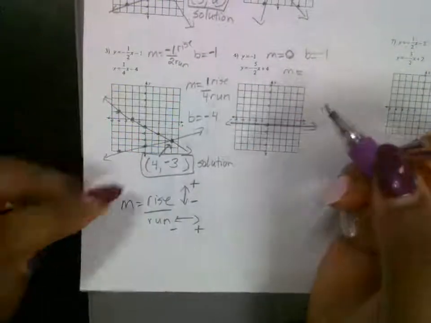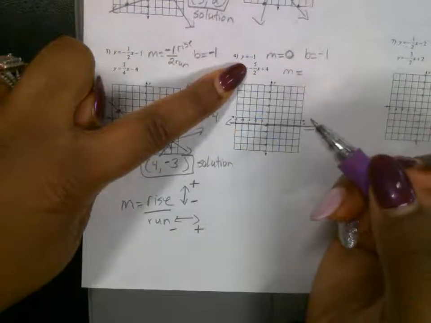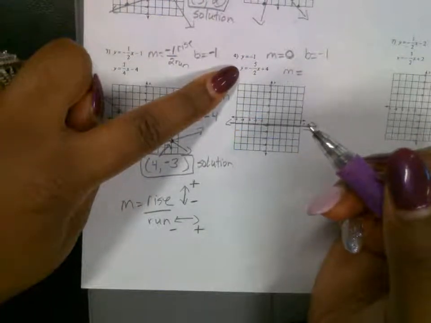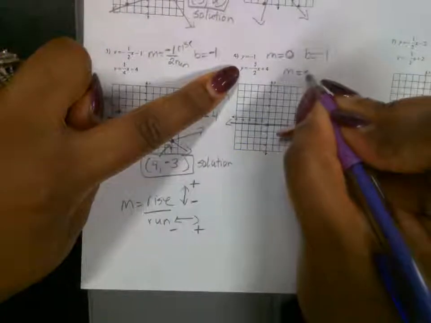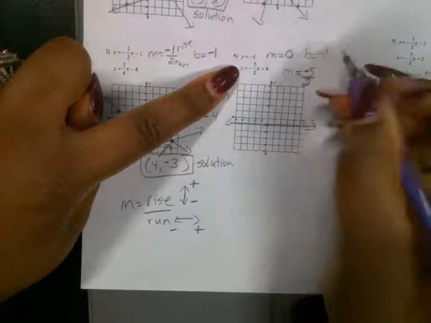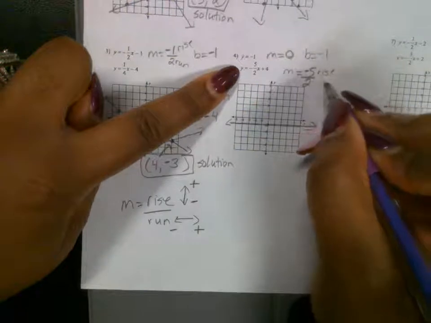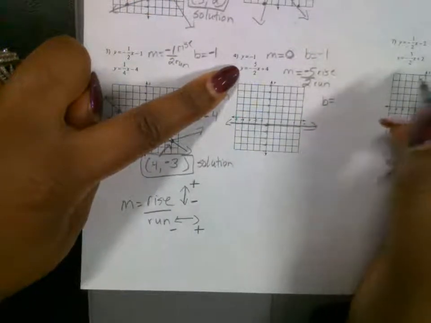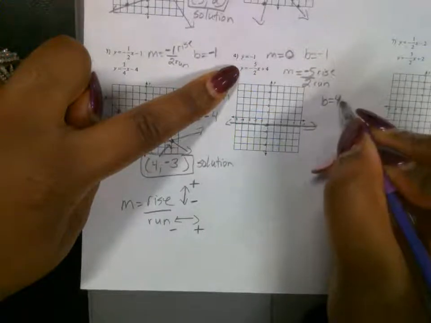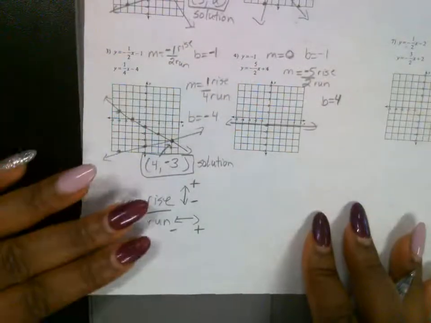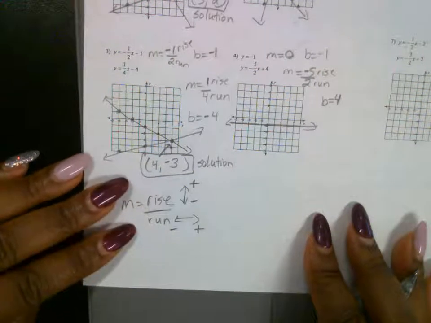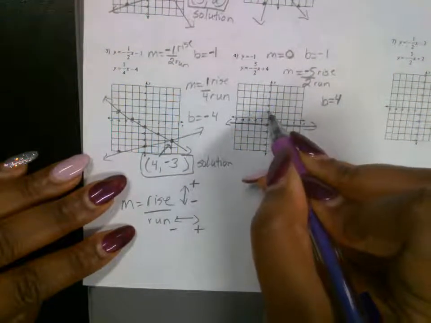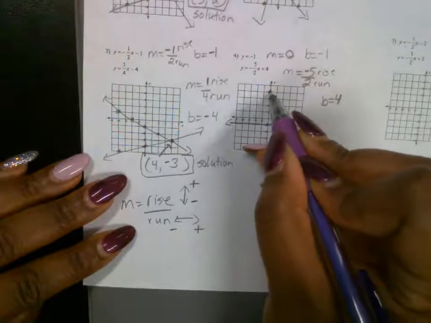What's my slope in the second equation? -5/2. Okay, good job. Rise over run. Don't forget the negative, okay? What's my b? 4. Very good, +4. So now we're going to find 4 on the y-axis. That's up 4 from the origin. 1, 2, 3, 4 is right here. +4.